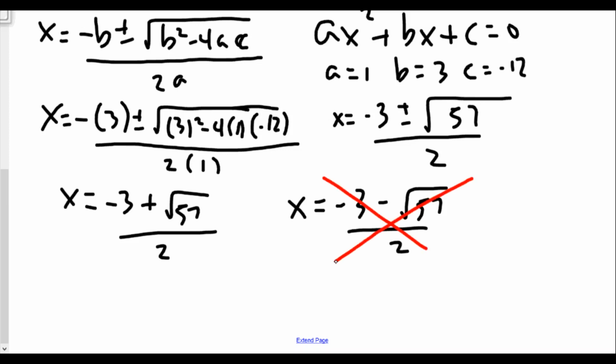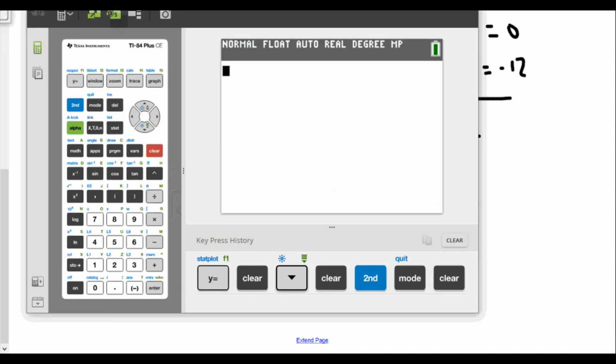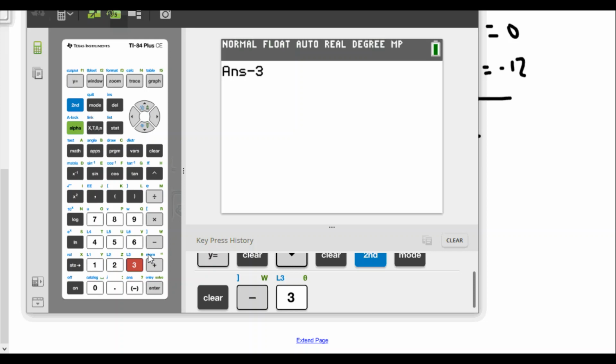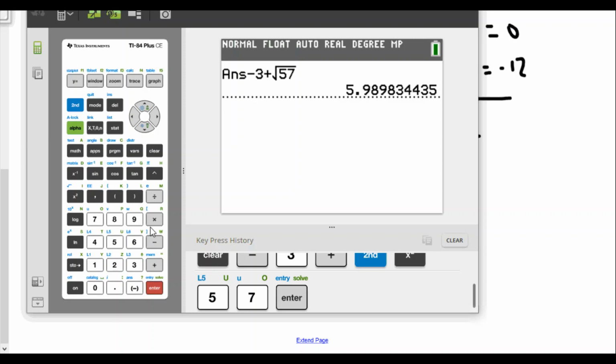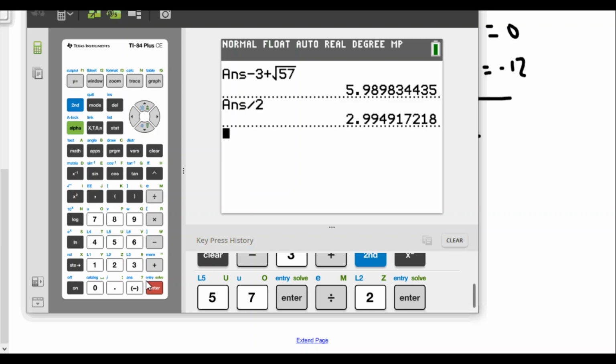So, all right? So we'll take our calculator. Okay, so on our calculator, we're going to type in negative 3 plus the square root of 57. And I'm going to hit enter. Now I'm going to divide this by 2. And so here we're going to get a value of 2.9949. Now, why do I do this first instead of typing the whole thing in? Well, the major mistake, oh wait, answer.